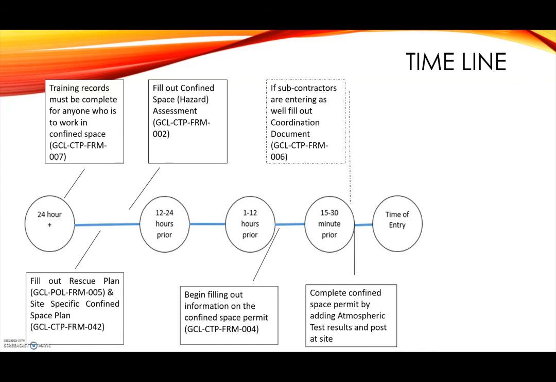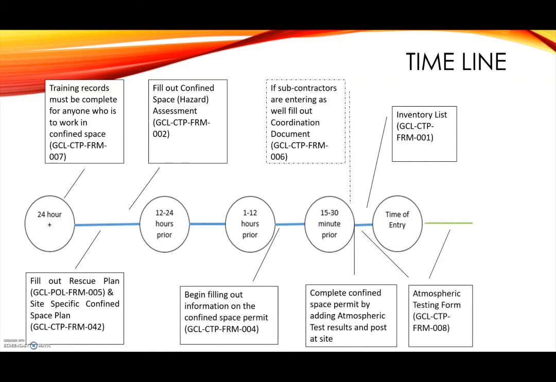15 to 30 minutes prior, complete confined space permit by adding atmospheric test results and post at the site. Fill out the inventory list prior to entry. Atmospheric testing form to be done prior to entry, during entry. Once the form is complete and entry has finished, submittal of confined space documents to the Health and Safety Department.